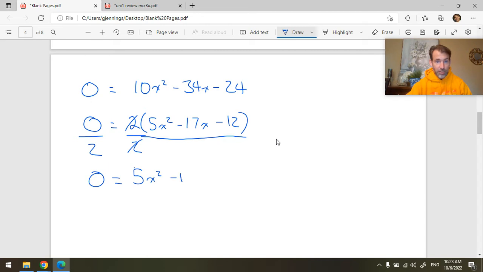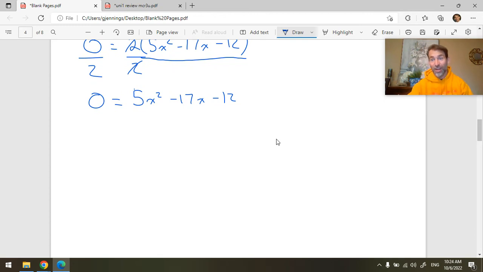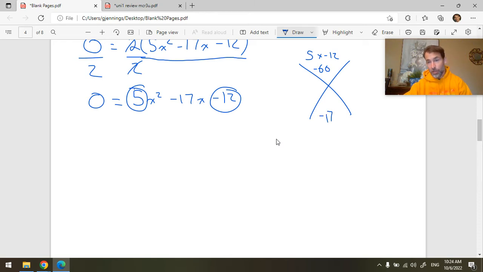So I have 5x squared minus 17x minus 12, and I've been asked to solve this by factoring. But I want to point out at this point, if I use the quadratic formula, I'll still get the right answers for x. Okay, so let's solve this by factoring. I play a special x game where I take this number multiplied by that number, 5 times negative 12. I might write down negative 60. And I want two numbers that add to negative 17 and multiply to that number.